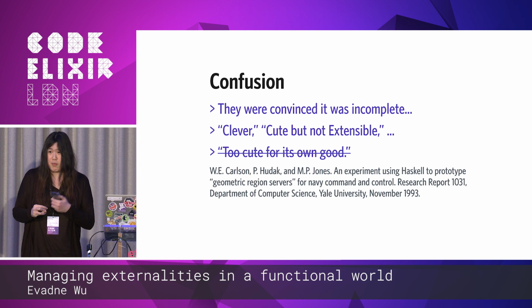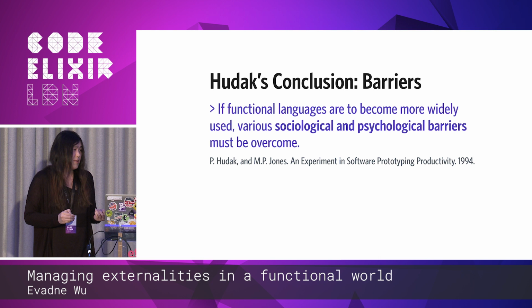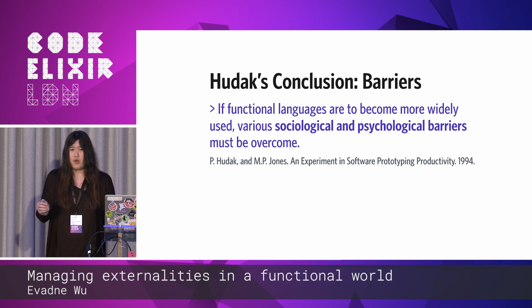Right, so what did the author conclude? He concluded that there are certain sociological and psychological barriers to further adoption of functional languages, and these barriers must be overcome. It didn't quite say how to overcome them, though. He did say that maybe we need to have some killer apps and we need to have some commercial support.